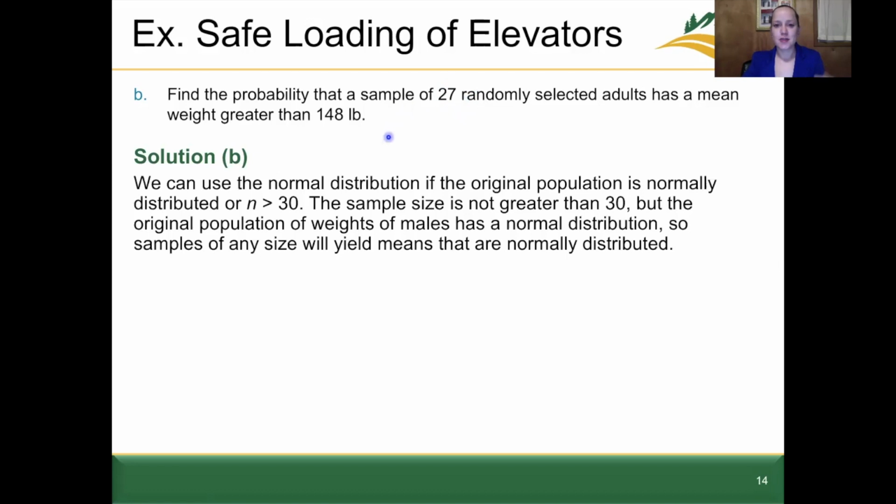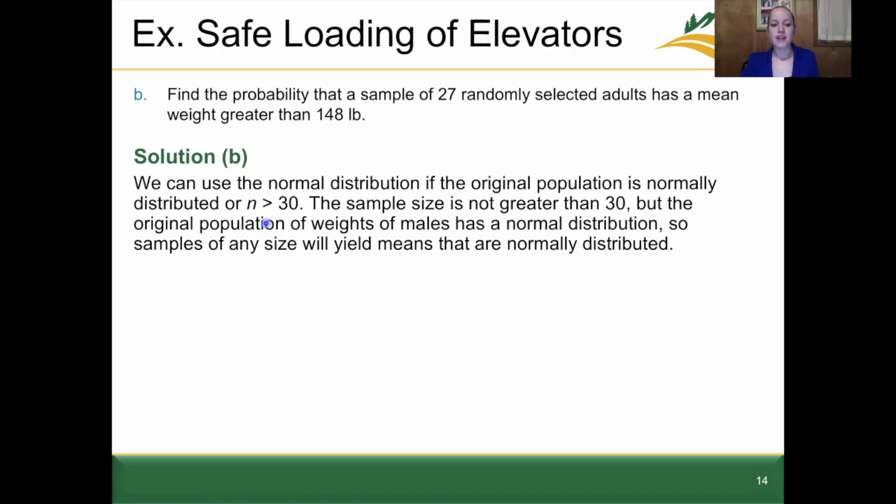So remember, we can use the normal distribution if the original population is normally distributed or our sample size n is greater than 30. Well, 27 randomly selected adults, 27 is less than 30, so our sample size is not greater than 30. However, the original population of weights of adults has a normal distribution. We were told that in the question.